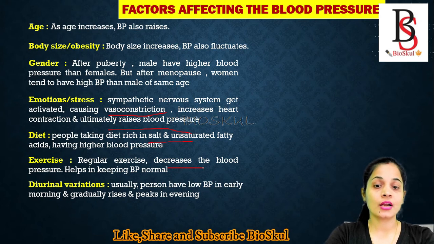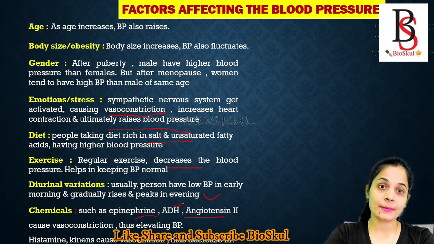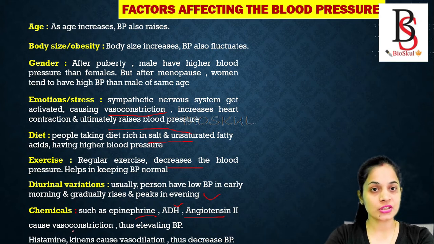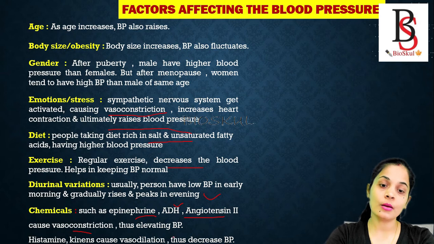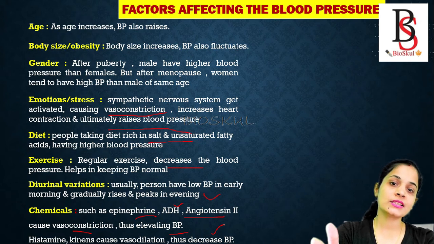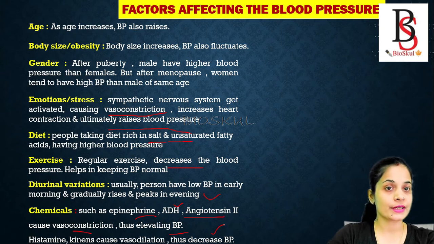Diurnal variation. Usually a person has low blood pressure in the morning, but it peaks in the evening. Some chemicals like epinephrine, antidiuretic hormone, and angiotensin 2 cause vasoconstriction, which means they elevate the blood pressure. On the other hand, histamines and kinins cause dilation of blood vessels and decrease the blood pressure. So this is all about blood pressure and the factors that affect it.